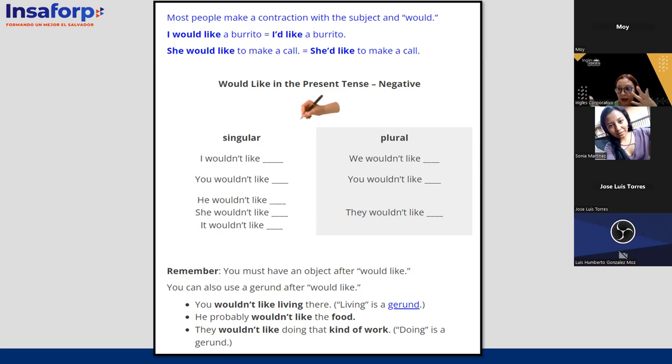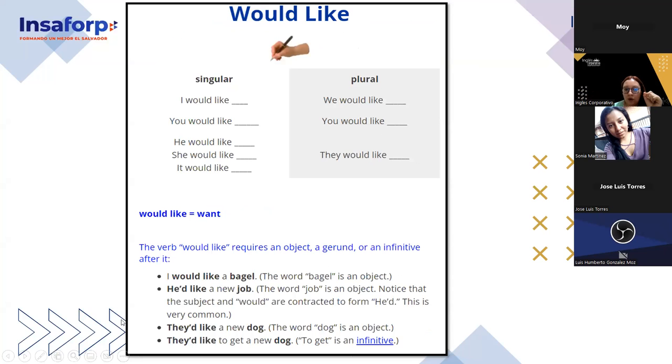Sujeto would like es afirmativo. Sujeto wouldn't like es el negativo. Usted puede decir would not o puede decir wouldn't. Cualquiera de las dos versiones es lo mismo. Right? Ahora bien, veíamos acá atrás que puedo combinar would like con un objeto, would like con un infinitivo, con un verbo infinitivo.